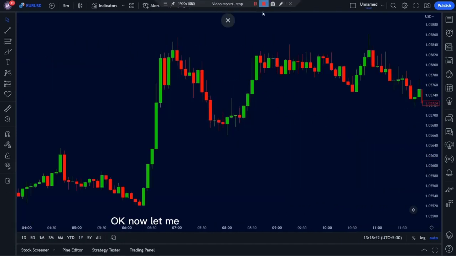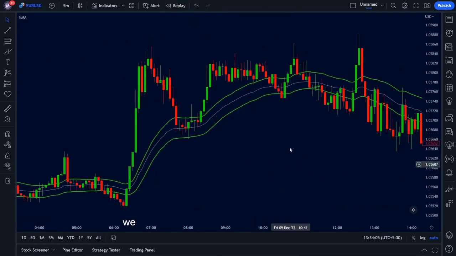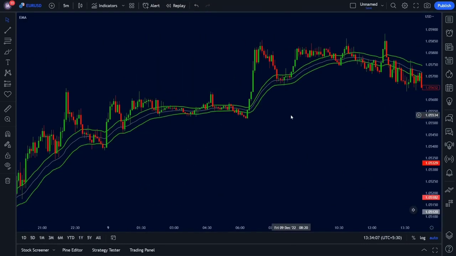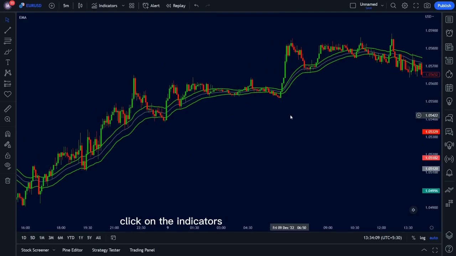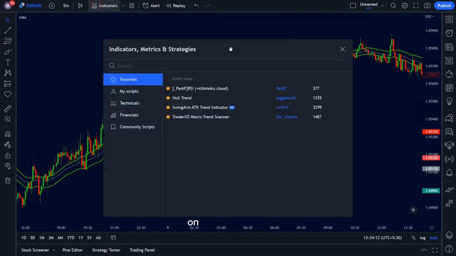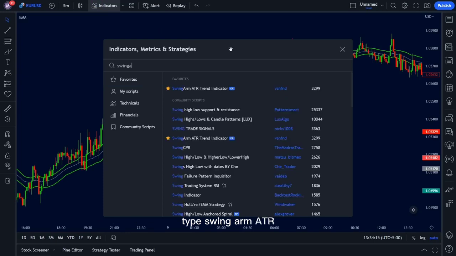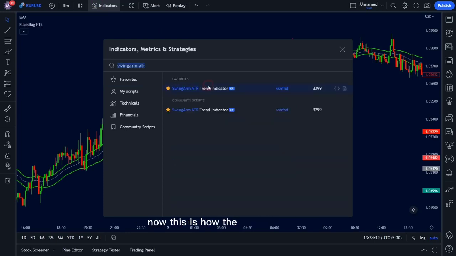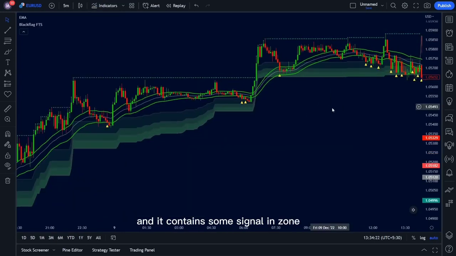Okay, now let me teach you how to filter fake signals. We need to add another indicator to our chart. On top of the page, click on the indicators option and open the tab. On the search bar, type Swing Arm ATR. Now, this is how the indicator looks, and it contains some signal and zone lines.